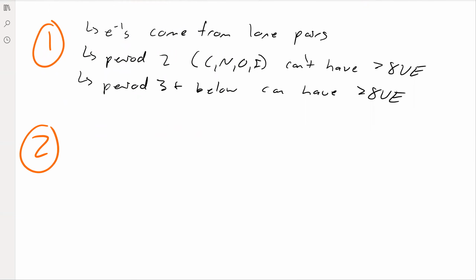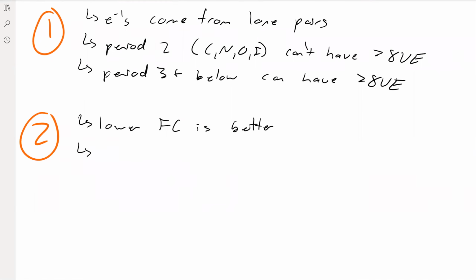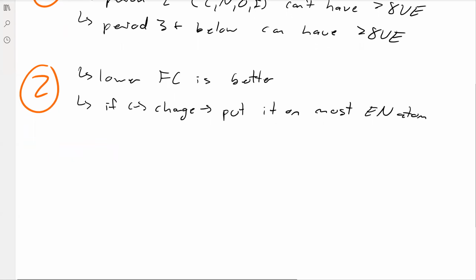Right, so our first objective is to give everything octets. Next thing is to try to minimize formal charge. In general, lower formal charge is better. If you do have a negative charge, which we will pretty often, we want to put it on the most electronegative atom. Right, and that makes sense. The most electronegative atom wants the electrons the most. So if we're going to put a negative charge anywhere, we might as well put it on the one that wants the electrons.